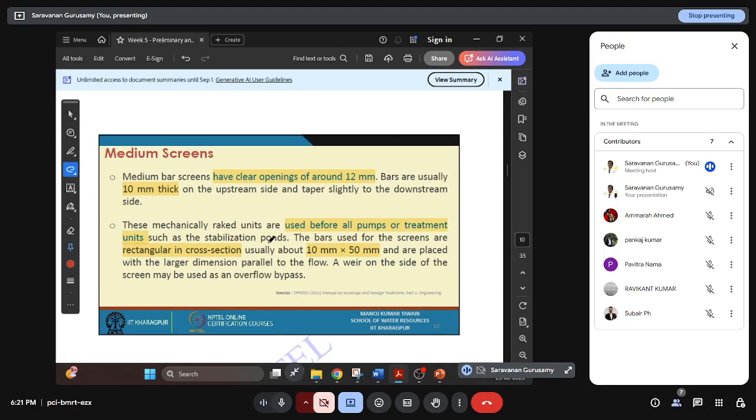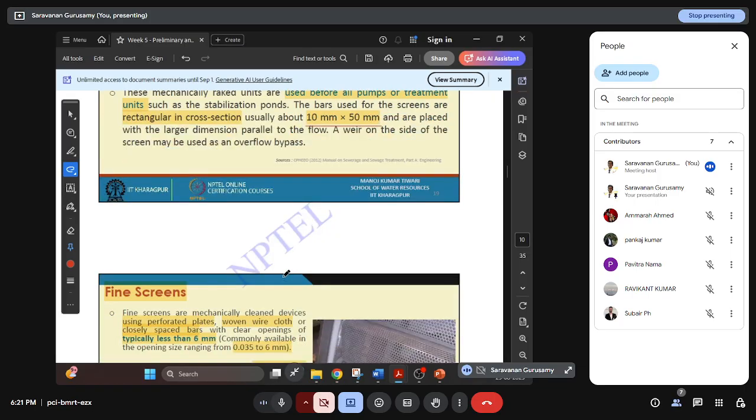Yeah. So a medium screen will have 12 mm openings and 10 mm thickness, and it will be used before all pumps and treatment units. So if you have a pumping system, before any pumping system you need to have a medium-size screen with 12 mm openings. Okay, that may be rectangular in cross section, and 10 cross 50 will be the size.